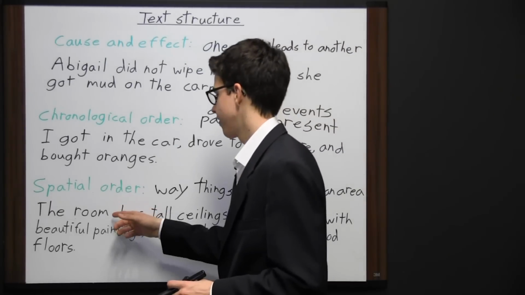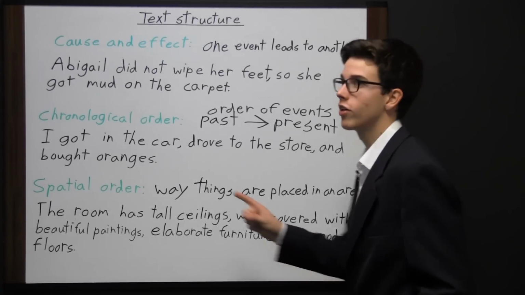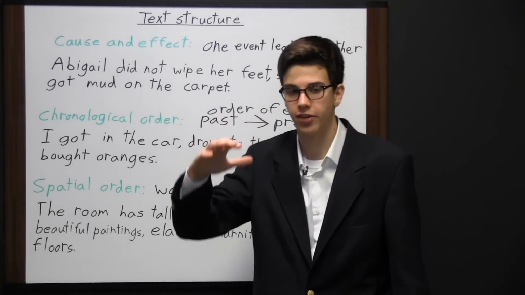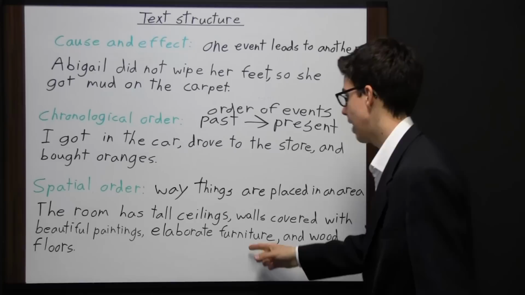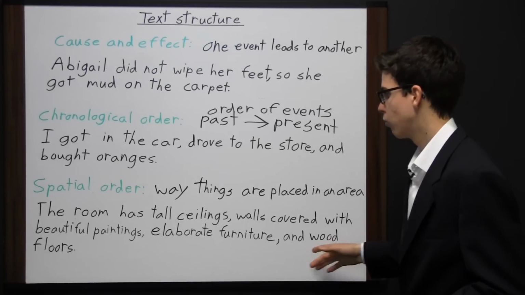So first it talks about the ceiling. So if you walk into a room, you look up and you see it has tall ceilings. And then you look at all the walls and you notice the elaborate paintings. And then your eyes go down a little bit further and you notice the elaborate furniture. And then finally you look all the way down to the ground and you see the wood floors.